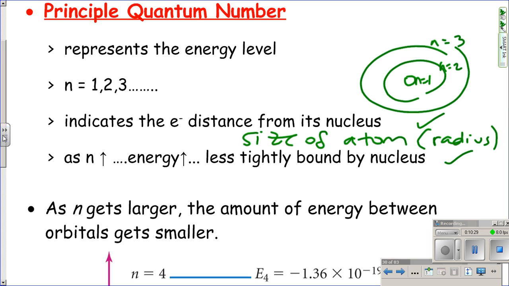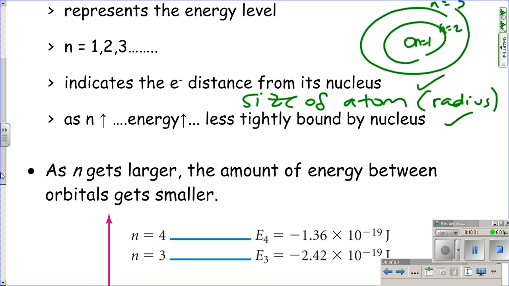Okay, so as you increase in the number, you're also increasing energy because I explained this in honors the other day. So if mom is the nucleus and you're the crazy teenage boy or girl, then when you're close to home, you're a bit more calm and stable.